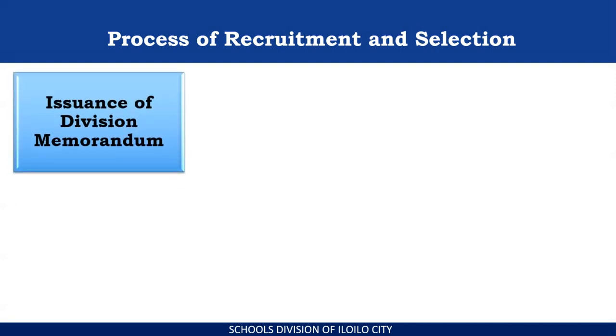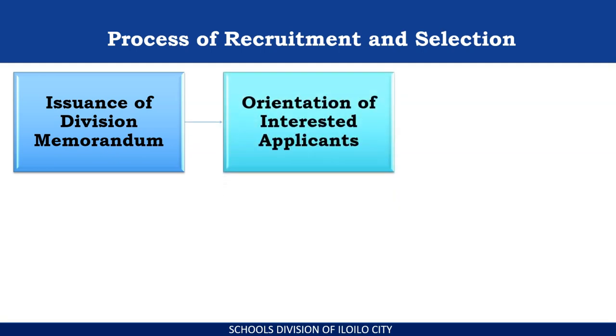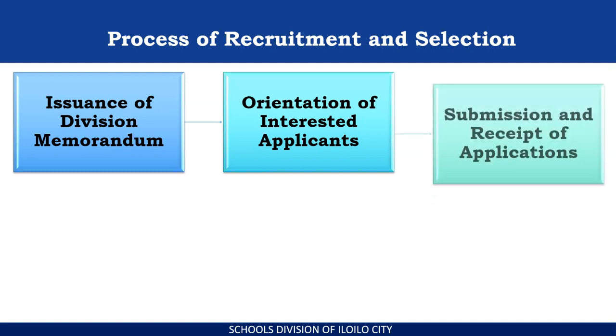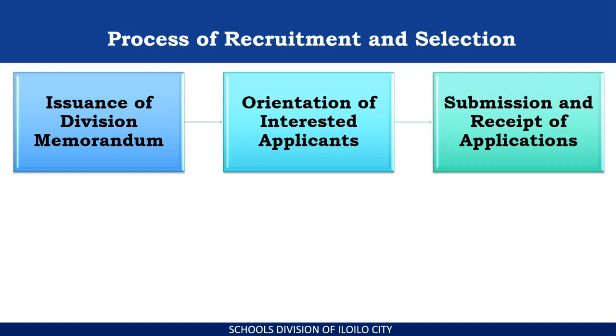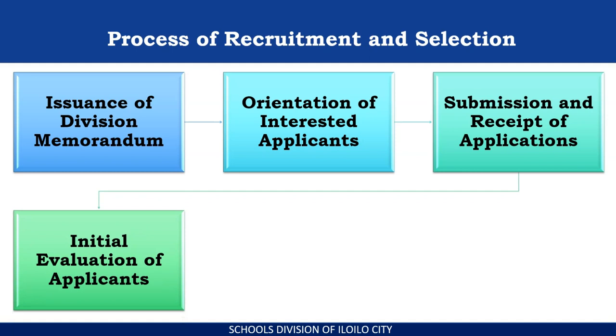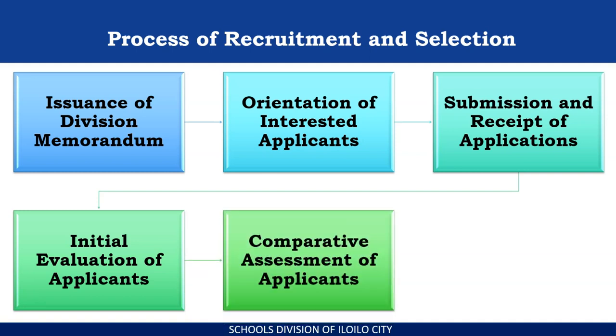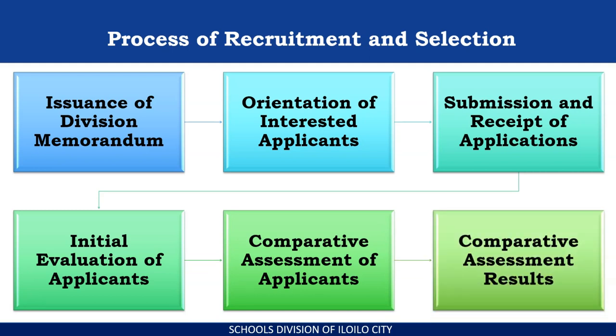The process of recruitment and selection in the Schools Division of Iloilo City would start with issuance of Division Memorandum that would signal that this office would now accept application for the position. This would be followed by the orientation of interested applicants through the YouTube account of the Schools Division of Iloilo City HRM PSB. Then, submission and receipt of applications would follow. This would be followed by the initial evaluation of applicants of which the qualified and disqualified applicants would be identified. Next would be the comparative assessment of applicants. And finally, the publication and the release of the comparative assessment results.